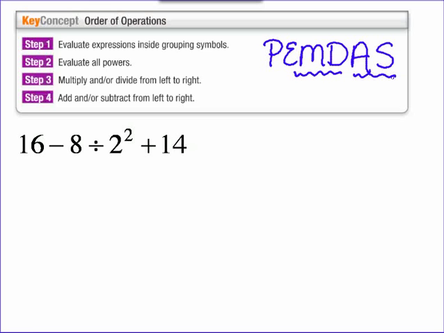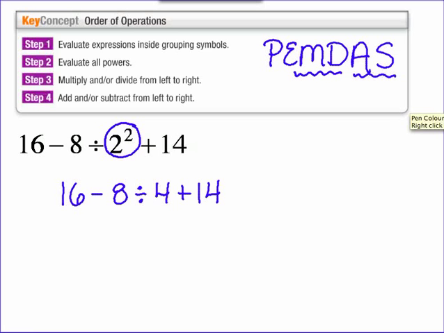So let's go ahead and look at this first one. I'm looking for parentheses. Any? No. Next, I'm looking for exponents. Any? Yes. So I'm going to do the exponent first. 2 squared is 4. Now I'm going to look for multiplication and division. Do you see any? Yes. Right here. 8 divided by 4 is 2.